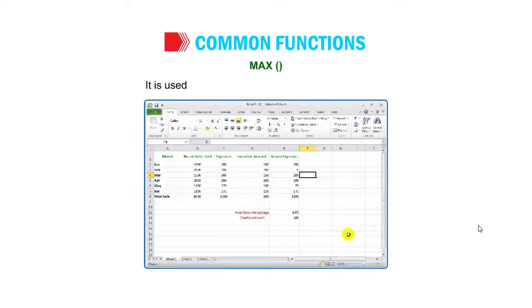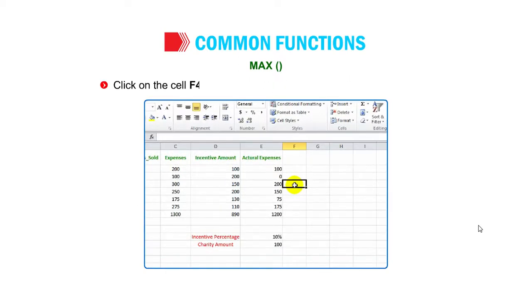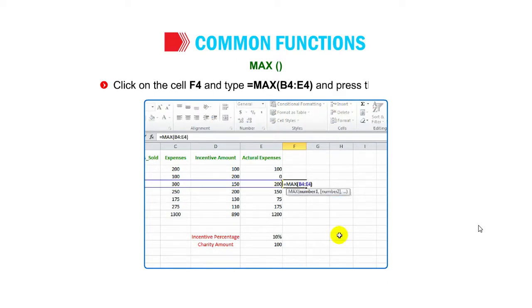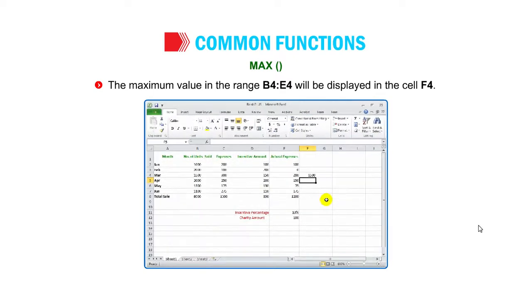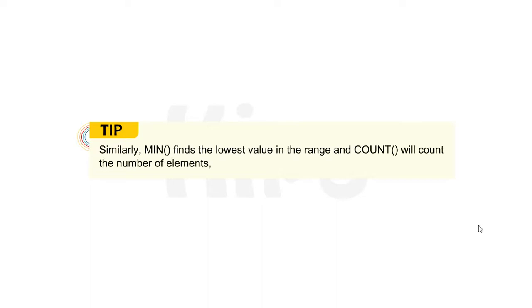MAX. It is used to find the largest value in the given range. Click on the cell F4 and type =MAX(B4:E4), and press the Enter key. The maximum value in the range B4 to E4 will be displayed in the cell F4. Let me give you a tip. Similarly, MIN() finds the lowest value in the range, and COUNT() will count the number of elements like words, numbers, etc. in a given range.